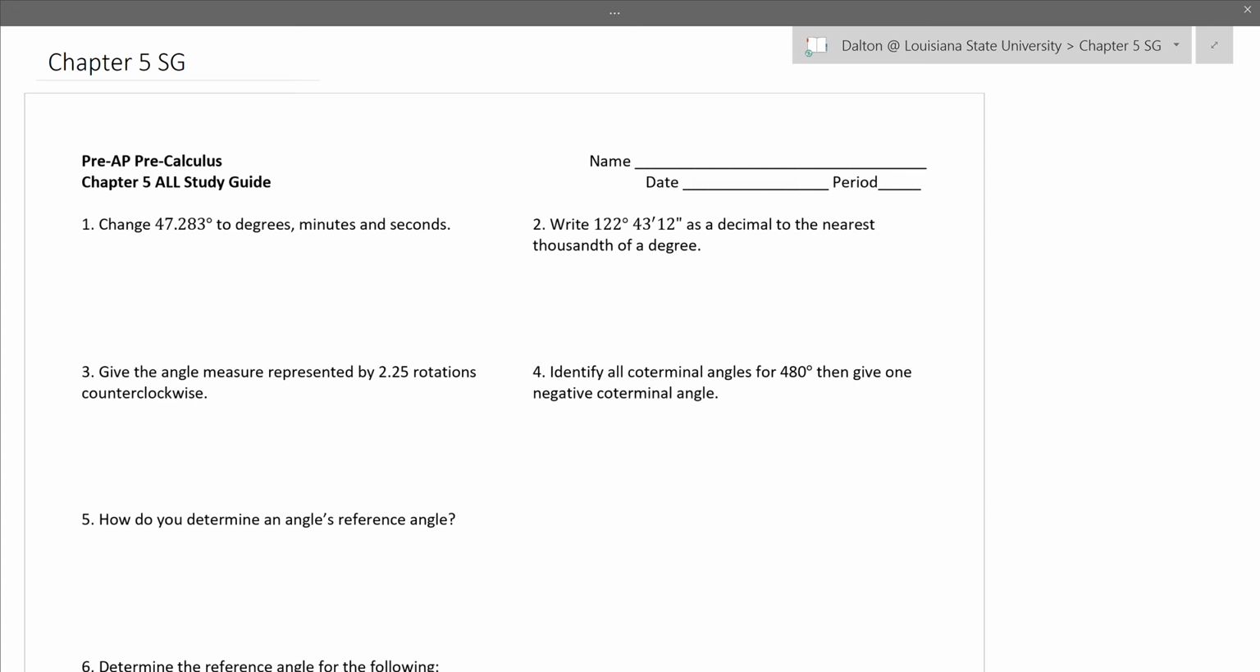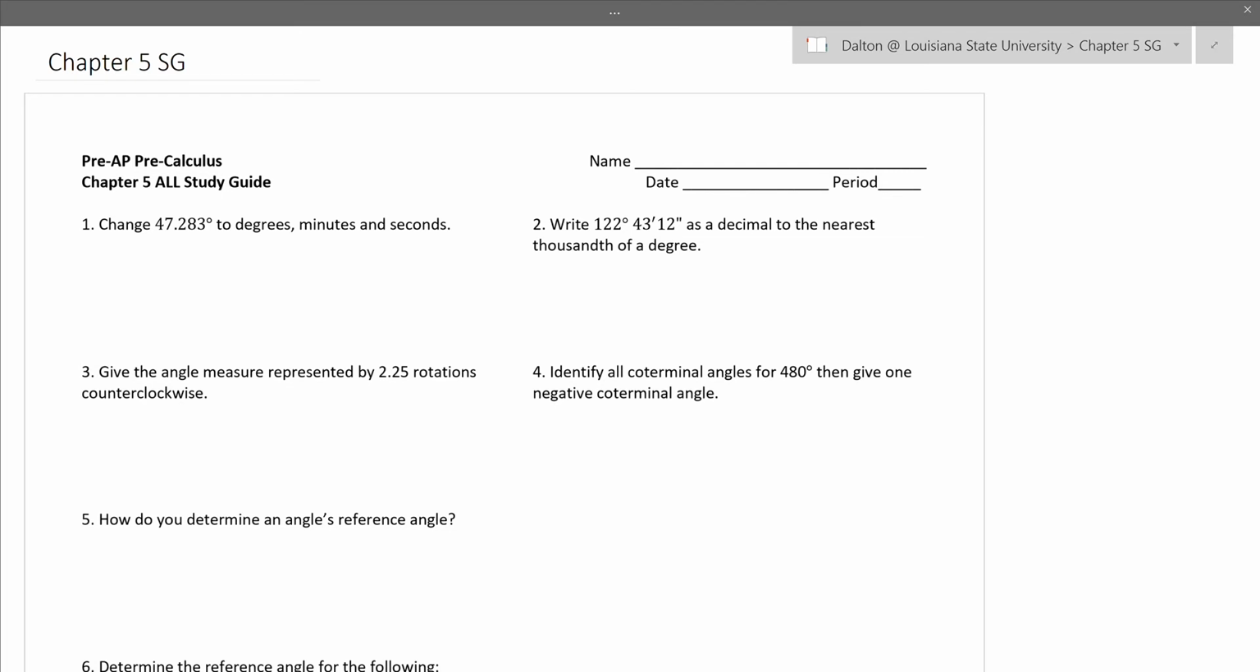Hello folks, this video goes over the chapter 5 study guide for the entire chapter, so not just the second half, but kind of a recap of everything. Let's jump right in. Number 1, it says change 47.283 degrees to degrees, minutes, and seconds.